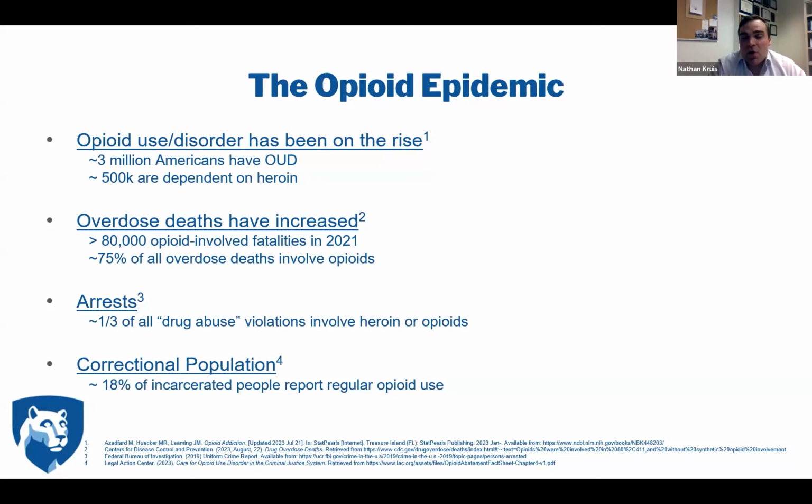Currently, about 75% of all overdose deaths involve opioids and/or prescription opioids and/or heroin. And it's not just our healthcare system that has been seeing the impact of this epidemic. It's also our criminal justice system. When you look at our arrest data, about 1/3 of all drug abuse violations involve either heroin or opioids, and that is one of the largest categories of arrests that are made every year in this country. And subsequently, many individuals who have opioid use disorder end up in our court systems and in our correctional systems, and data suggests that almost 1 in 5 individuals who are incarcerated today meet the clinical criteria for OUD.